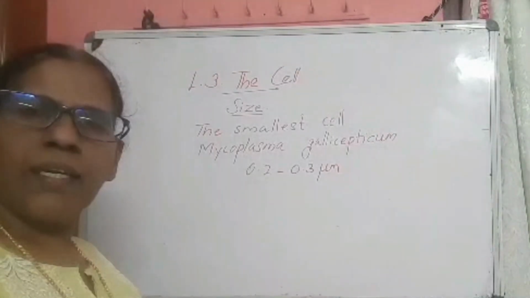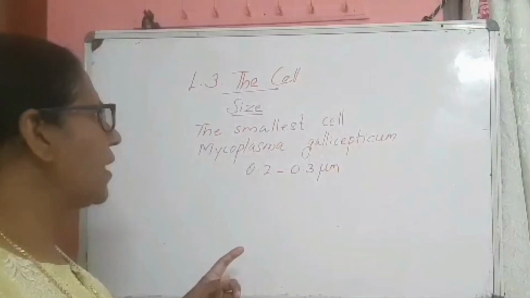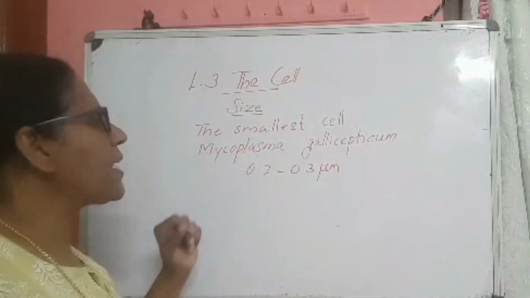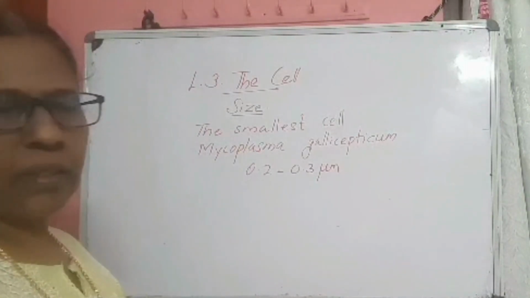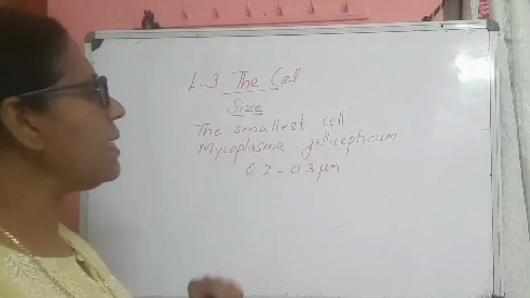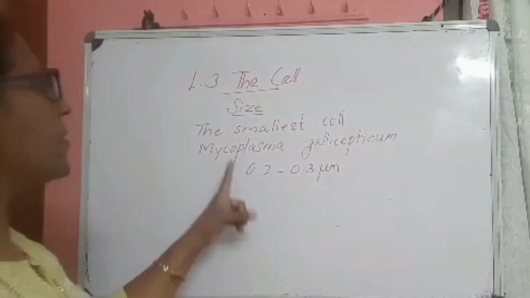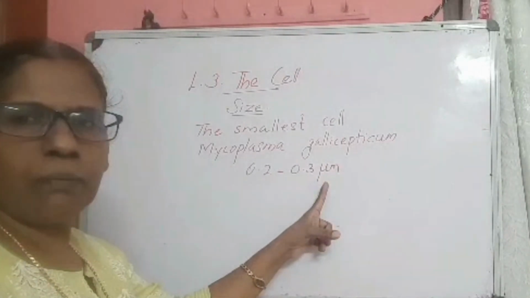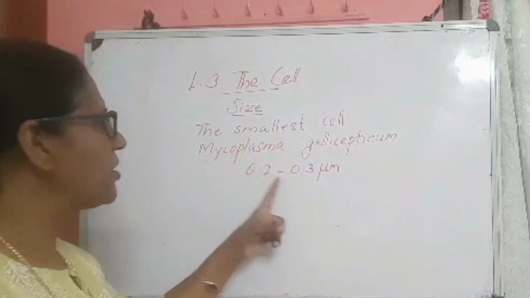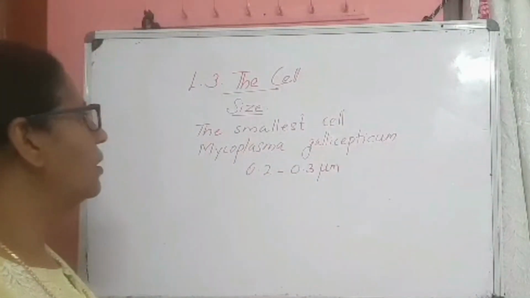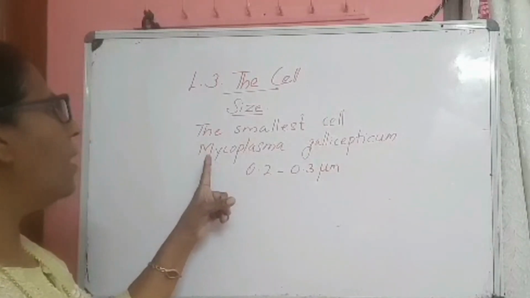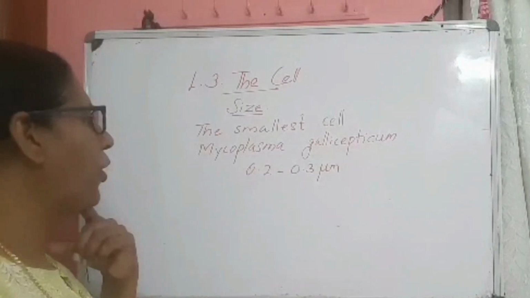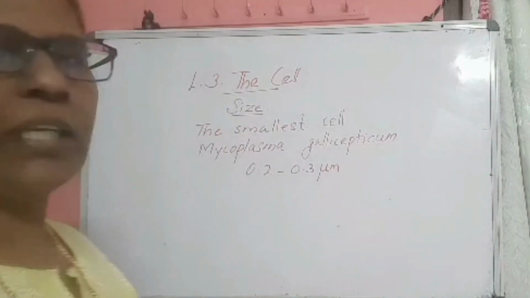Now let's see the size of the cell. Which is the smallest cell? The smallest cell is Mycoplasma gallisepticum. What is the size of the cell? 0.2 to 0.3 micrometer. The cell size is measured in micrometers.